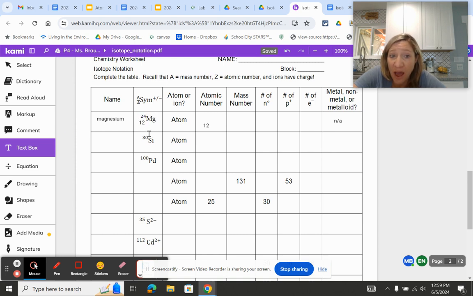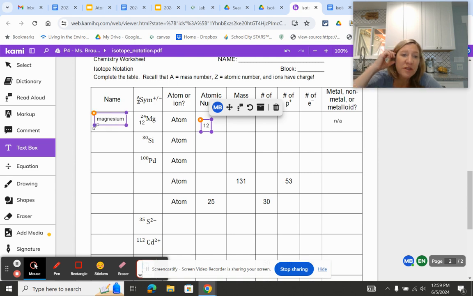And I know that because this says atom. Remember that atoms have no charges. So I wouldn't have a plus or a minus up here because it's an atom. If it doesn't say atom, then that is maybe something I'll have to address. Like I might need to put ion here since I see a charge. So that's going to be ion instead of atom.